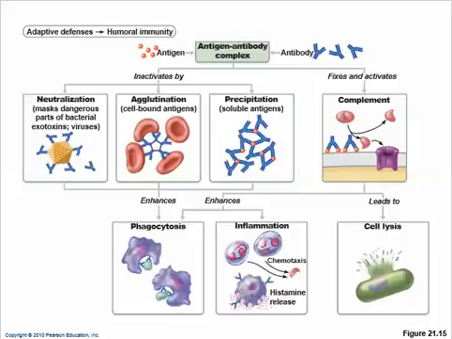And you'll notice that all 4 things that the antigen-antibody complexes do, so what antibodies do, is enhance phagocytosis. Antibodies don't kill anything. Antibodies make it easier for the macrophages to kill them.